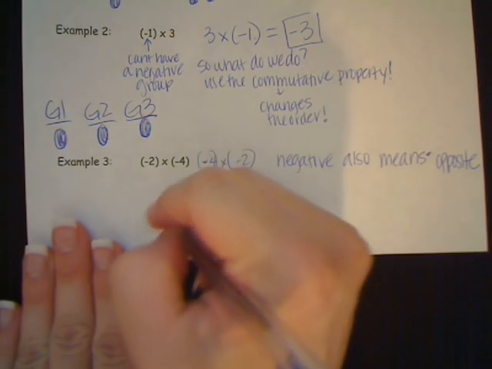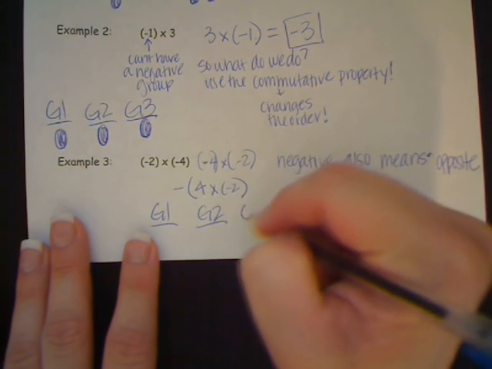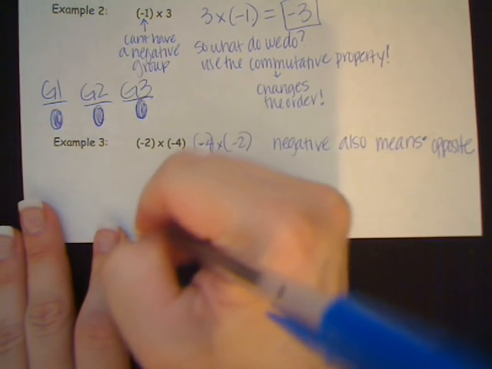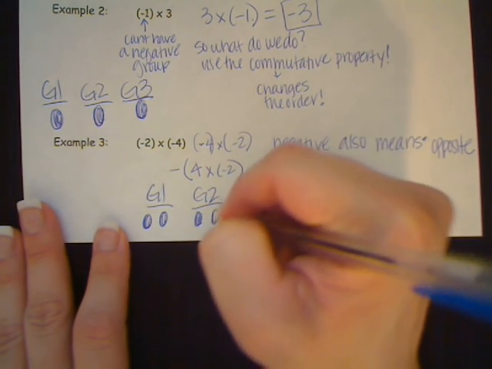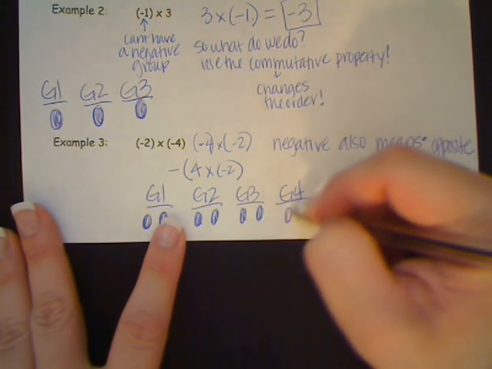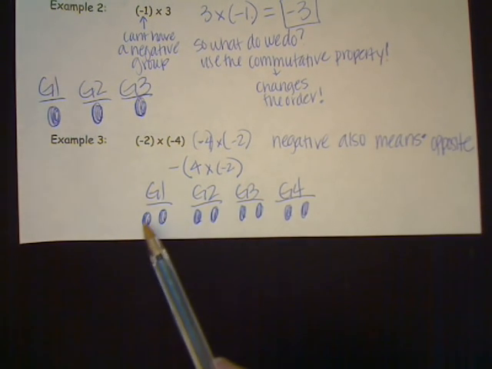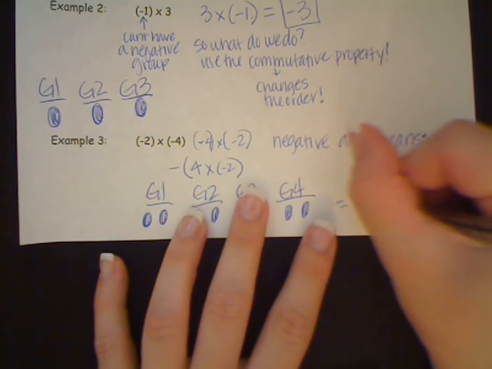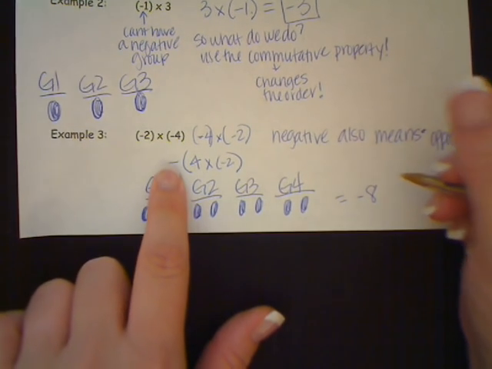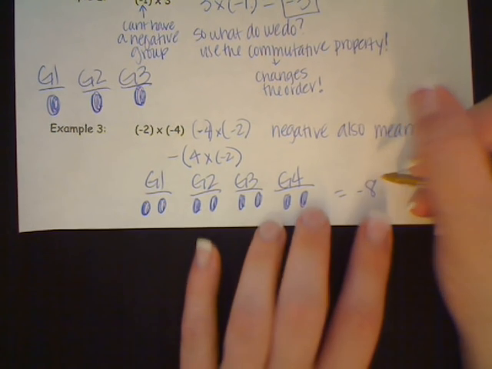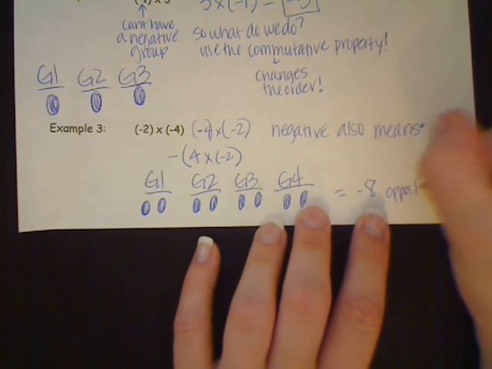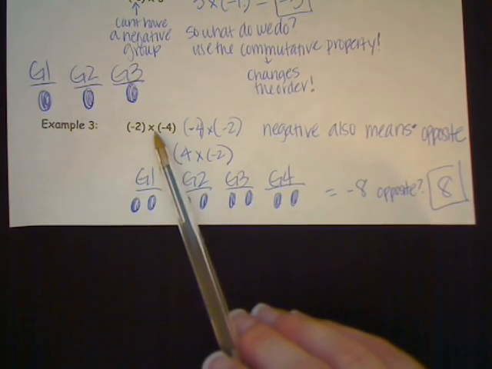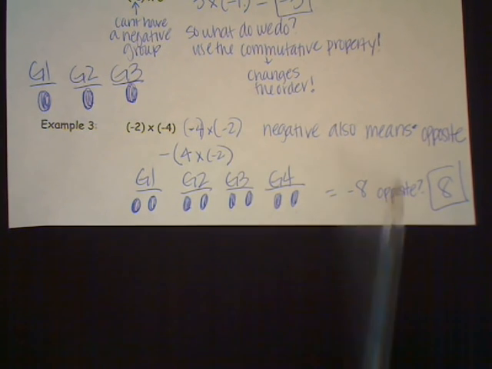You bet I can. Group 1, group 2, group 3, group 4. Okay, and each group I've got negative 2. So now what I would normally do is I would count all these up. 1, 2, 3, 4, 5, 6, 7, 8. I have 8 negative tokens. So that would equal negative 8. But remember, I'm taking the opposite of it. So what's the opposite of negative 8? Positive 8. Okay? So negative 2 times negative 4, or even negative 4 times negative 2 should equal positive 8.